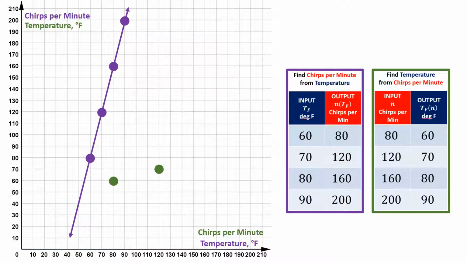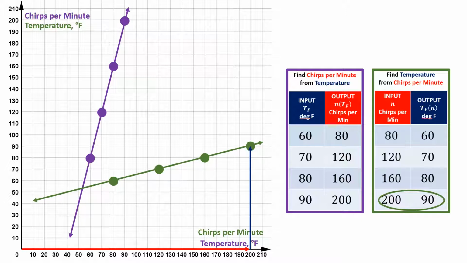We'll reverse that, where we have 160 chirps per minute as an input, 80 degrees as an output, and finally our last point, 90 degrees, 200 chirps per minute. Reverse that, 200 chirps per minute as an input, 90 degrees as an output. We go ahead and draw the line, the graph through those points.